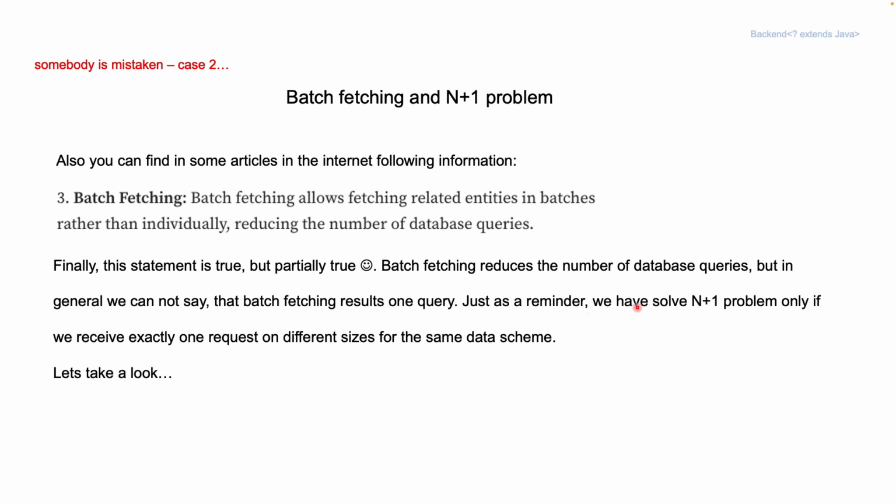We have solved the N+1 problem only if we receive exactly one request, regardless of size, for the same data scheme. That's why I am calling batch fetching a workaround, not a solution. It's another aspect, and in some articles you can find information that batch fetching is a solution for the N+1 problem. No, and let's take a look at why it's a workaround.